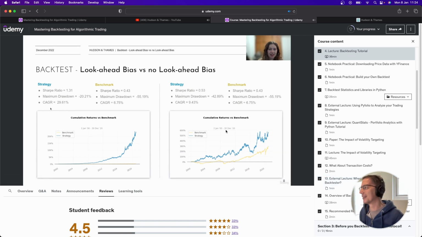The same more or less. And then the CAGR is, it's large, 29% more or less versus what we had originally, which was almost 10%.